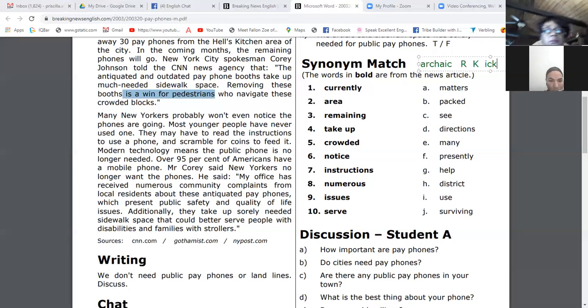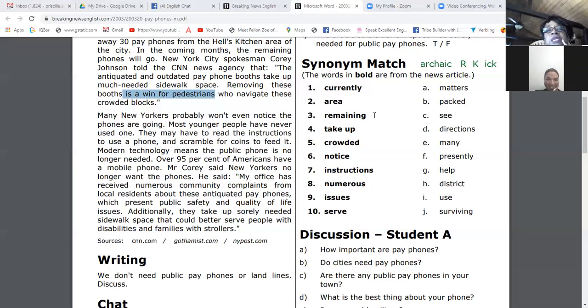Well, which presents public safety and quality of life issues. Additionally, they take up sorely needed sidewalk space that could better serve people with disabilities and families with strollers. What does the word strollers mean? A stroller is a device parents use to carry small babies. It has wheels on it. You push it by hand. Okay, I got you.